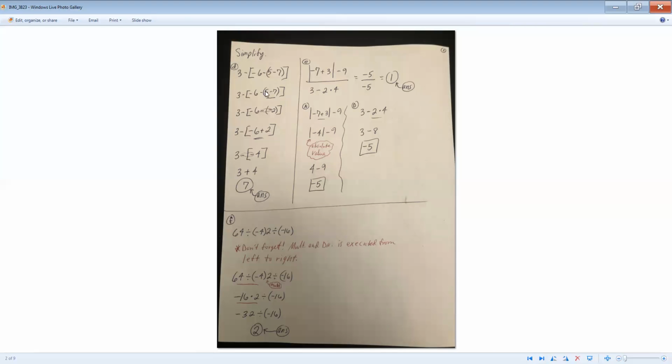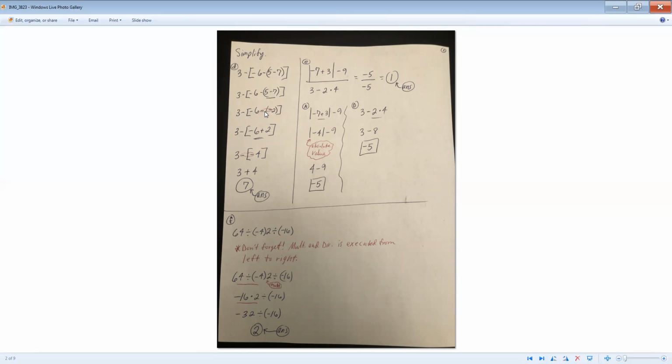Another example, here we have 3 minus the quantity of negative 6 minus the quantity of 5 minus 7. Whenever you have multiple grouping symbols or grouping symbols embedded in other grouping symbols, you do the innermost first and work your way out. So you go inside, that'll be 5 minus 7 first. That 5 minus 7 will be negative 2.